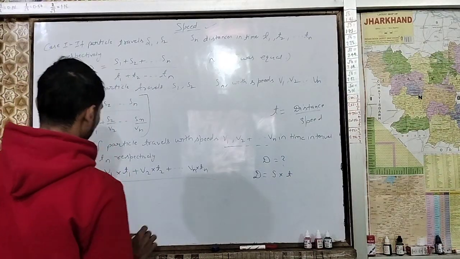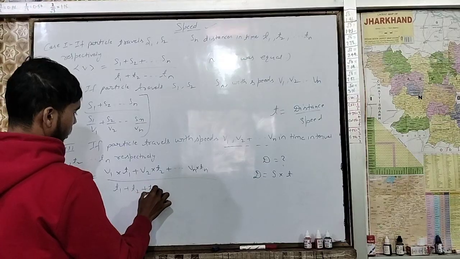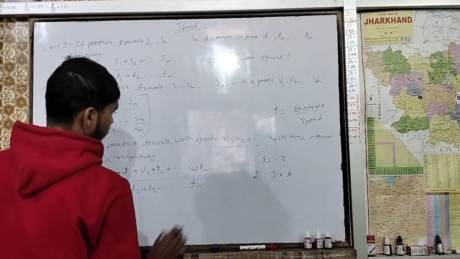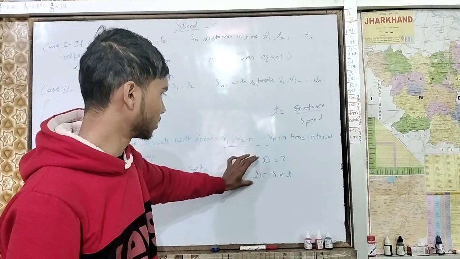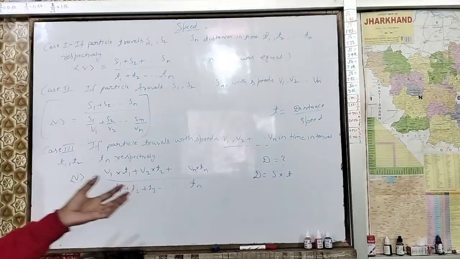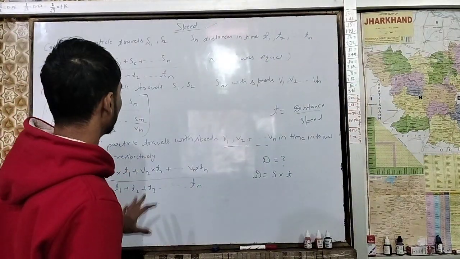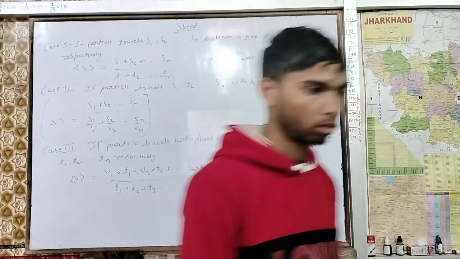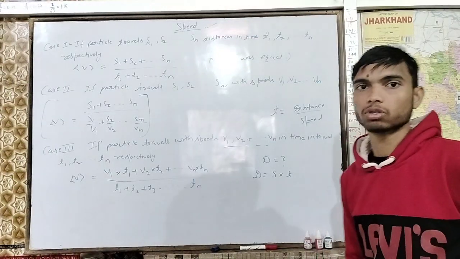But what about the time? Time is t1 plus t2 plus t3 till tn. Okay, that is how you will calculate. This was hidden, this was also hidden, and we brought it out logically. Clear? Logically. There are questions based on this case, and I want to emphasize this more.